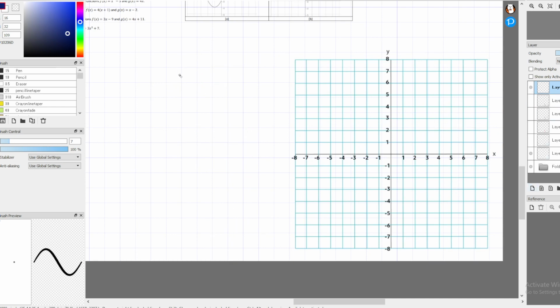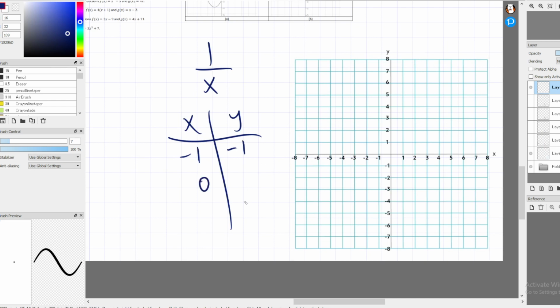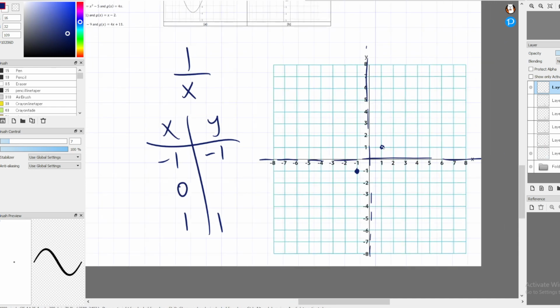And then finally we have our rational functions, which would be 1 over x. And the parent function for this, for -1 would be -1, and for 0, we are not allowed to have 0. That's not allowed. But 1 gives 1. So with our rational functions, we end up looking something like this, where it gets super duper close to our lines, but it never crosses.